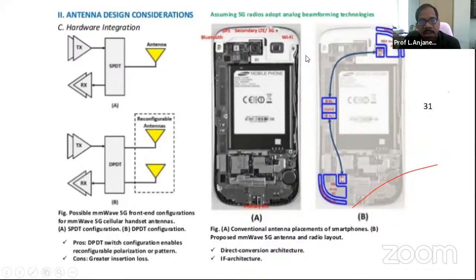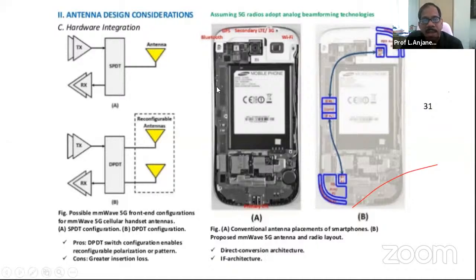The diagram shown here on the left-hand side is a conventional phone, like our 3G or 4G phone, where I have one antenna for Wi-Fi, one antenna for secondary LTE or 3G, another antenna for Bluetooth, and so on. They're all different antennas. Whereas in a 5G phone, as you see here, we will not have all these antennas. We'll have only one antenna, which uses what is called the analog beamforming technique. This antenna gives me a fan beam on this side and a fan beam on this side.